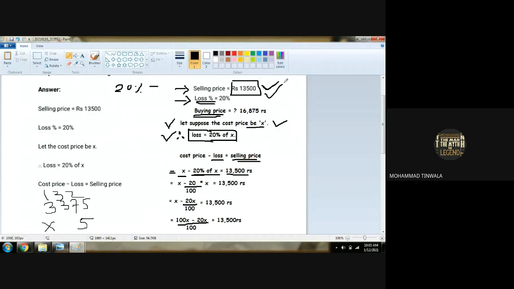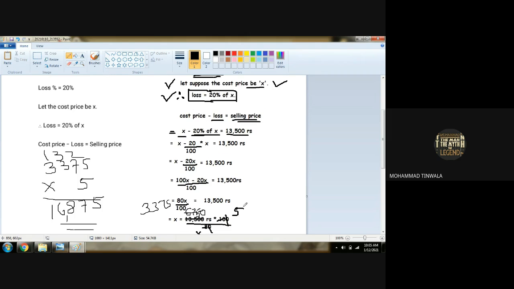Then what we did, we took X minus 20 percentage, converted into value, 20 upon 100 multiplied by X. Am I correct? Is equal to 13,500. Now X minus 20 into X will be 20X upon 100 is equal to 13,500 as it is.